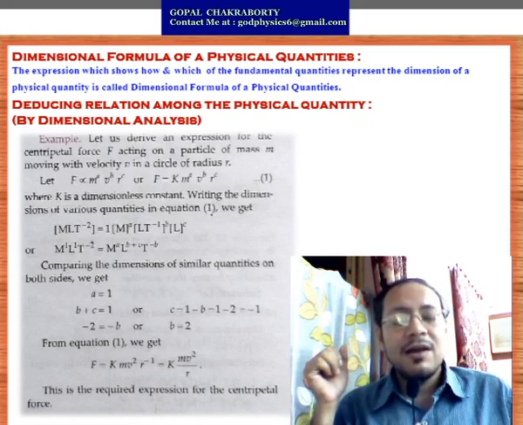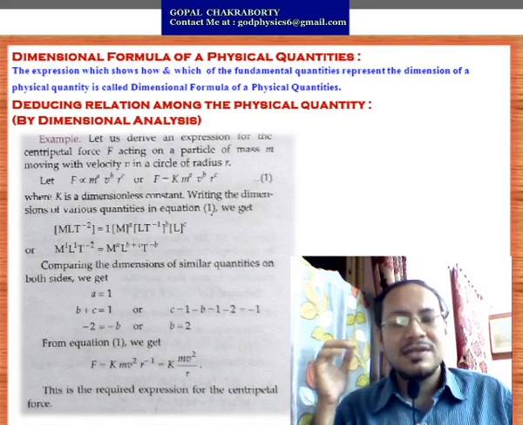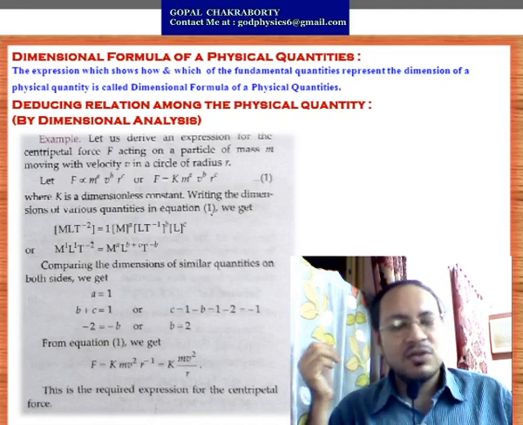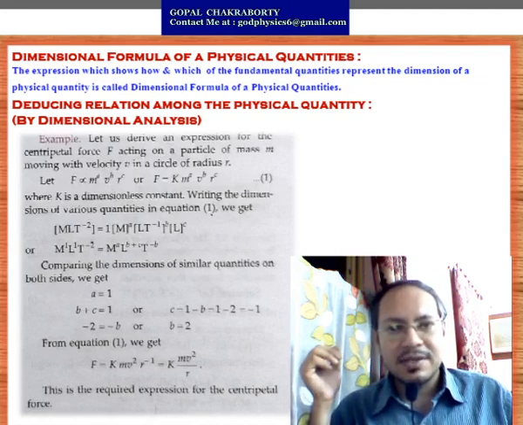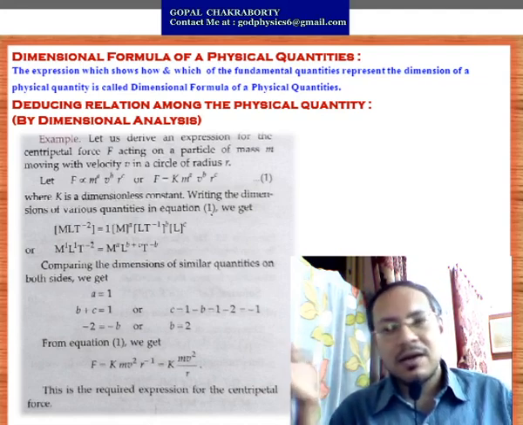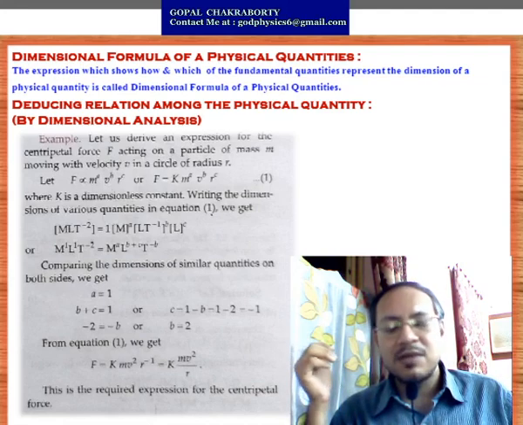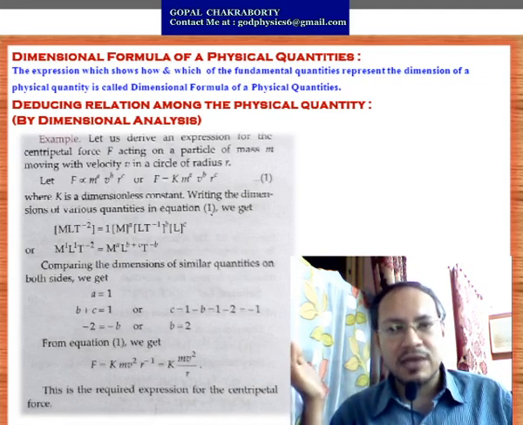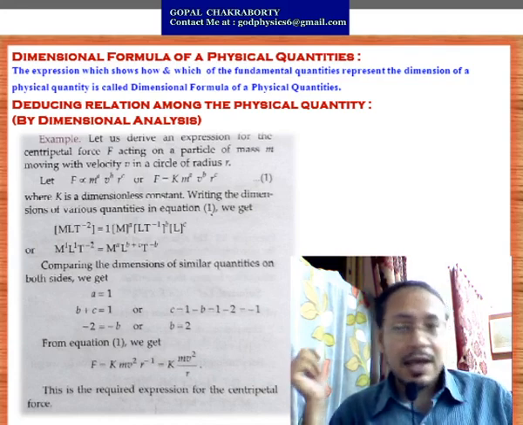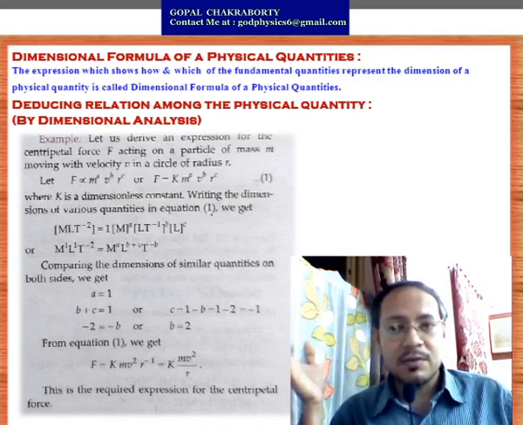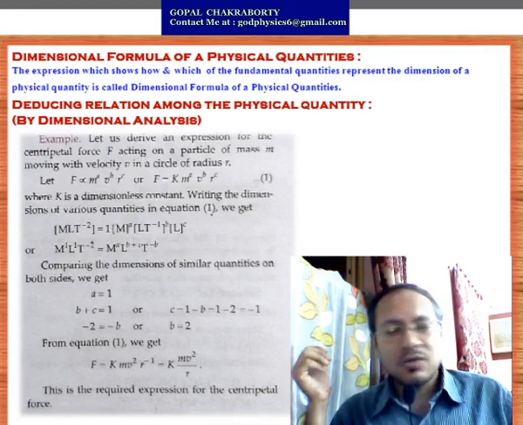First of all, the procedure is you simply consider that F is directly proportional to m to the power a, v to the power b, and r to the power c. If you write in terms of equality, F equals k, a proportionality constant, times m to the power a, v to the power b, and r to the power c. Here k is a dimensionless constant.